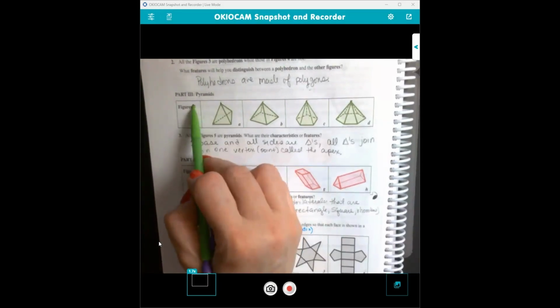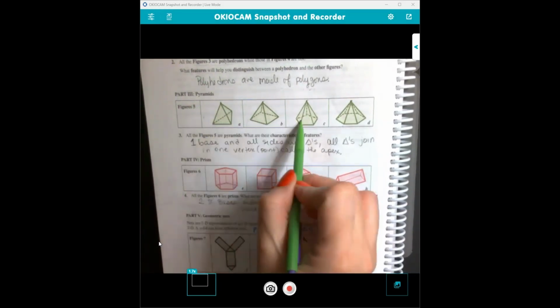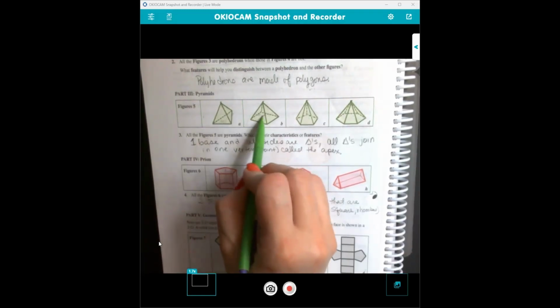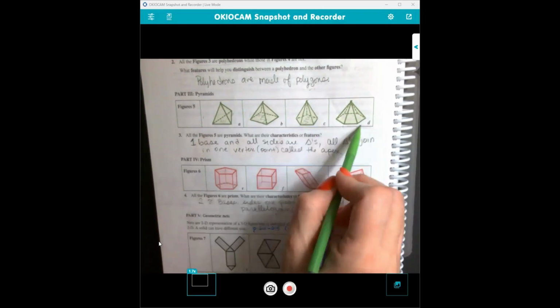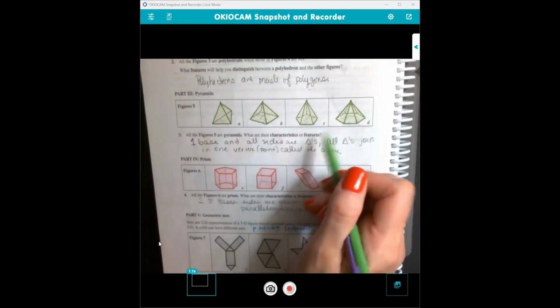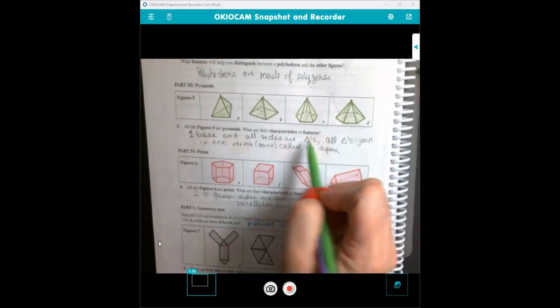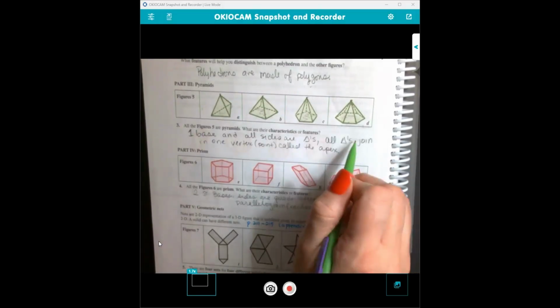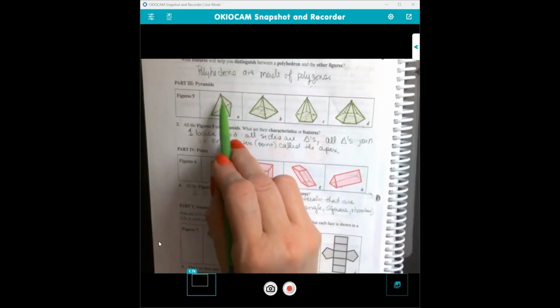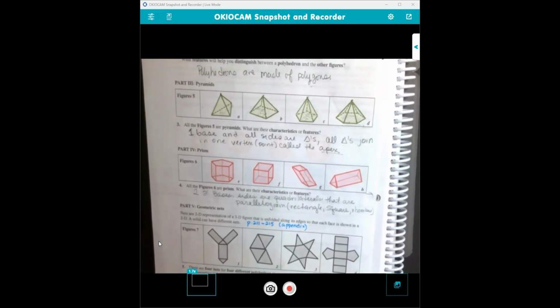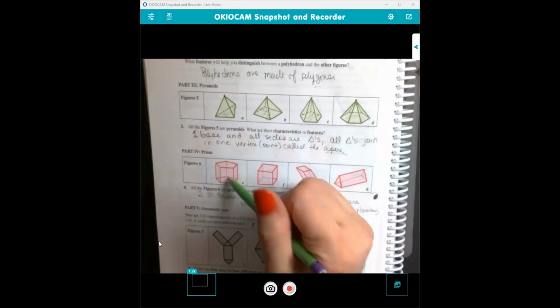And then we have part 3, pyramids. So what do you notice about these figures? They have only one base. See, this is the base. This is the base. And we name the pyramids by their bases. Okay, so it has only one base and all the sides are triangles. See, triangle, triangle, triangle, triangle. All the triangles join in one vertex right here on the top, and that vertex is called the apex. Okay, so write that down.